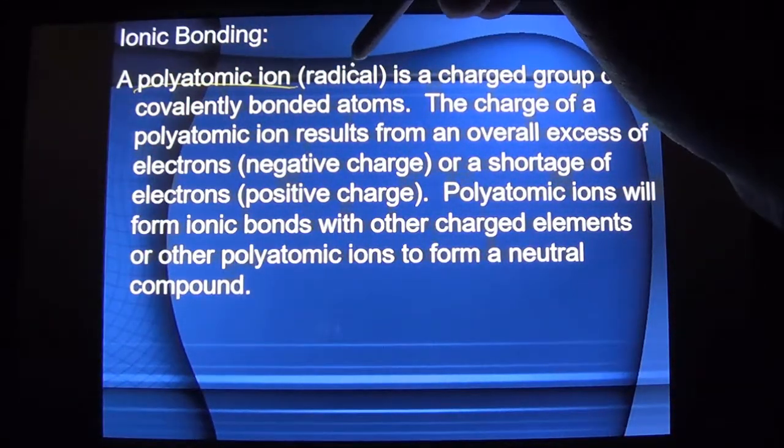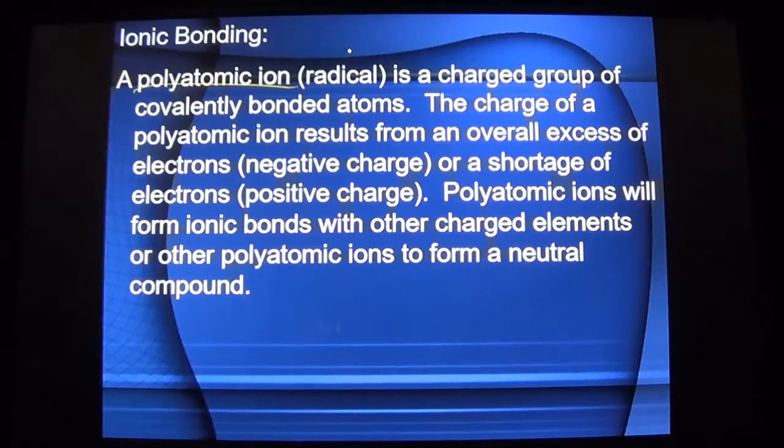Some older chemists refer to it as a radical. The AP chemistry teacher I took over for when she retired for the second time called them radicals all the time, and that was just the word for it back then. So just know we're now switching to the idea of polyatomic ion, but of course you might hear some old chemists call it radical.